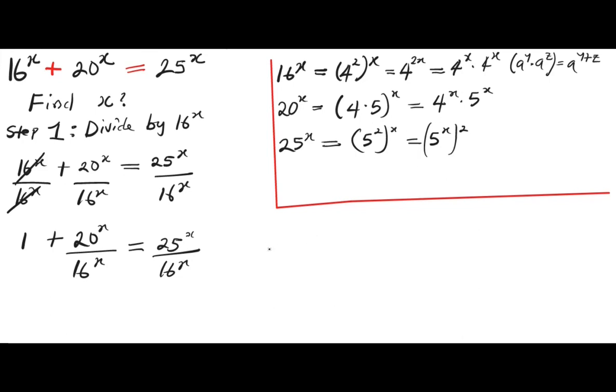So let's continue from this side, okay? So we have 1 plus, instead of 20 raised to the power of x, we're going to write this, all right? 4 raised to the power of x times 5 raised to the power of x, okay? So you have 4 raised to the power of x times 5 raised to the power of x divided by, okay? And instead of 16 raised to the power of x, we're going to write 4 raised to the power of x times 4 raised to the power of x, okay? I'm going to make use of this.